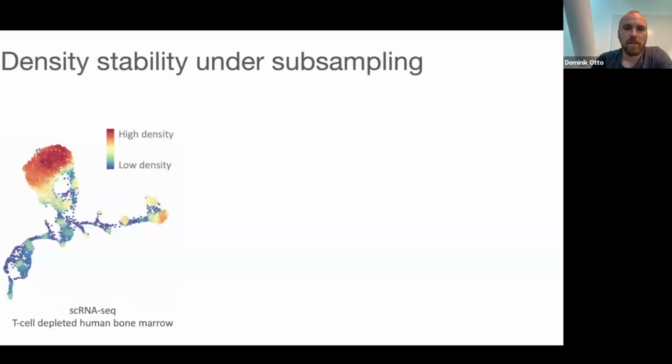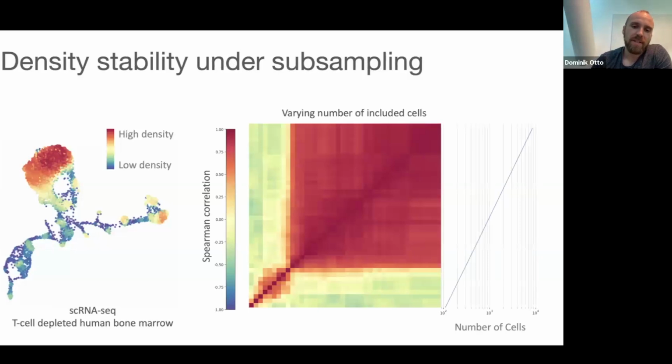So one thing I want to point out here in this talk is the stability of the approach. We did a lot of benchmarking, varying many parameters. Here we only vary the number of cells being included. So we would downsample the full data set, which is here on the top right, with 10% at a time, reducing the cells, recomputing the density, the log density, and then looking at the Spearman correlations between the two density functions, just to show that this is a very stable result, even under substantial downsampling.